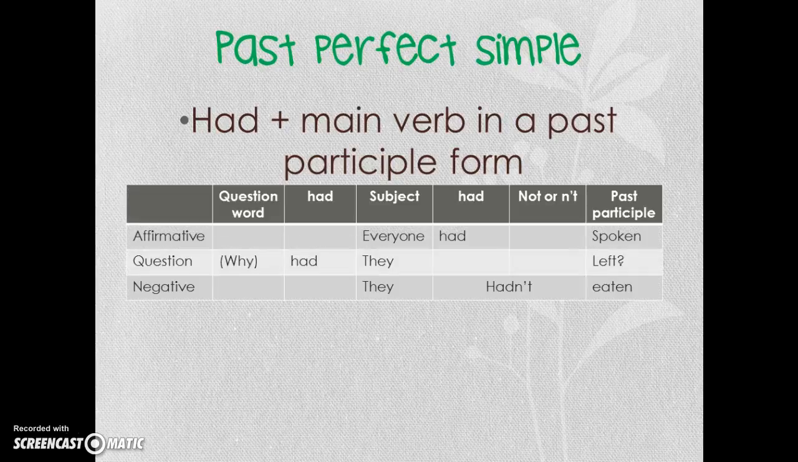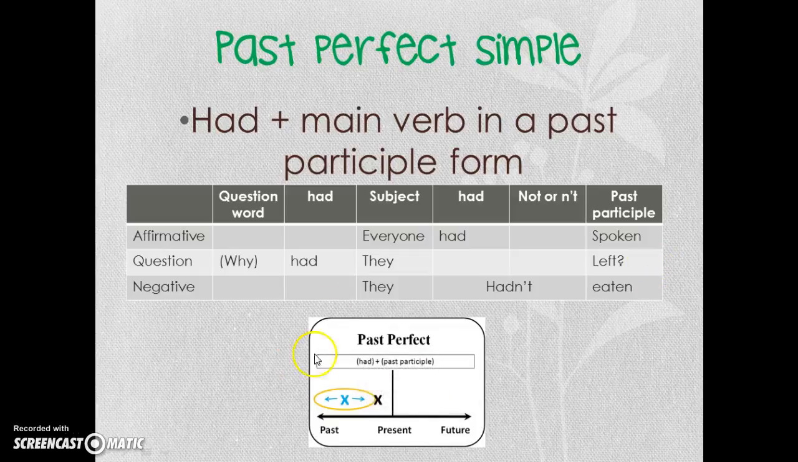If you're going to do the past perfect simple, you can use affirmatives like, for example, everyone had spoken. Questions like, why had they left? And the negative form will be, they hadn't eaten. As you see in this little drawing, the past perfect is an action that happened before a key point. So it kept happening, but it's before the present and before the key point.